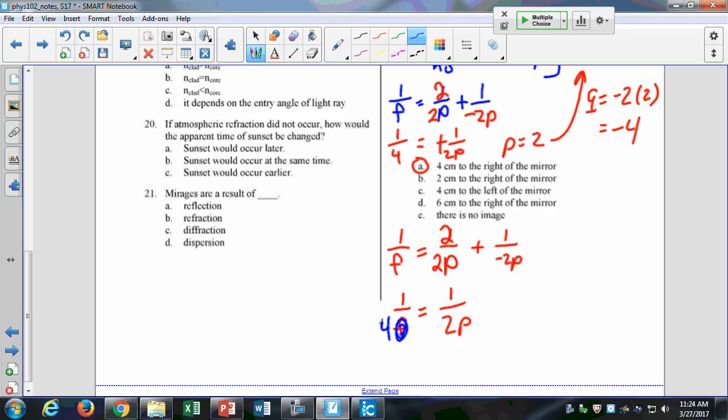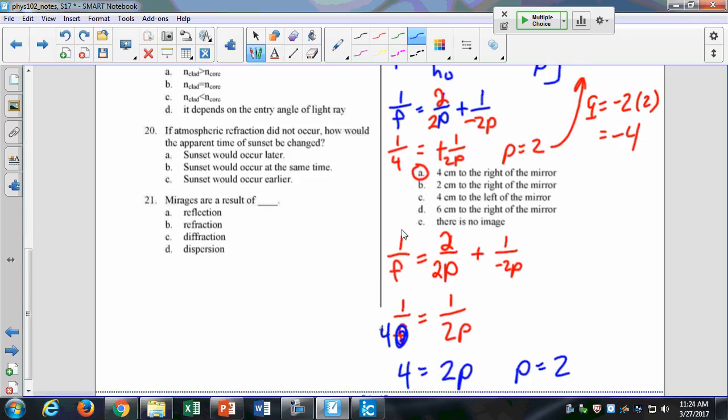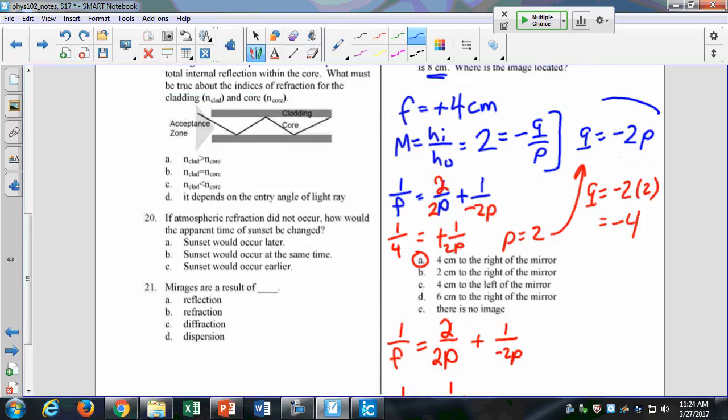And you could cross multiply. You could say 4 is equal to 2P. P is equal to 2. Or you could just say, this is 4, this is 4, so just P is equal to 2. And then take that P equals 2, and we've already established that this is true. If P is equal to 2, then Q is equal to negative 4.